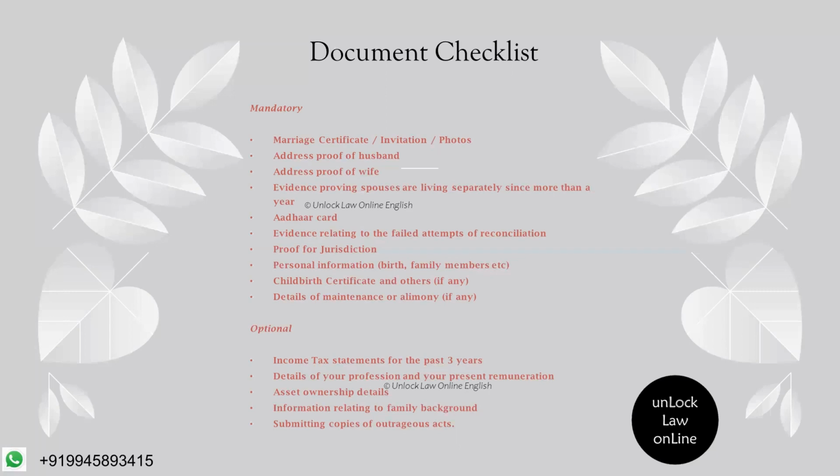Address proof of the wife, proving that spouses are living separately since more than a year. Aadhaar card, evidence relating to failed attempts of reconciliation in case you're taking grounds of irretrievable breakdown of wedding. Proof of jurisdiction, personal information, child birth certificate if any, details of maintenance or alimony if any. The optional documents are income tax statement for the past 3 years, details of your profession and present remuneration, asset ownership details, information relating to family background, and copies of any outrageous acts.